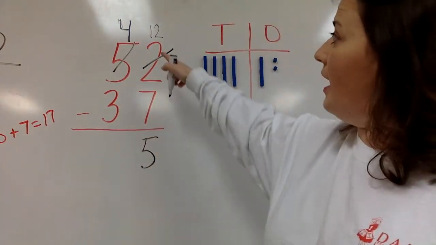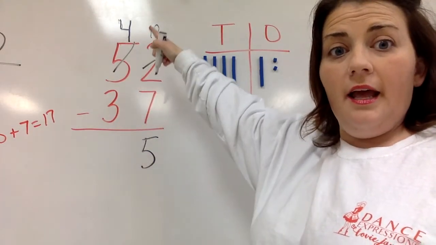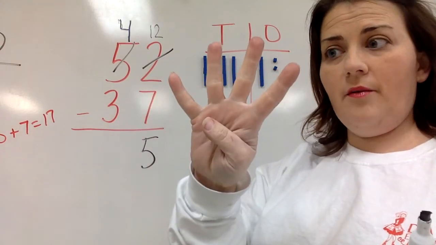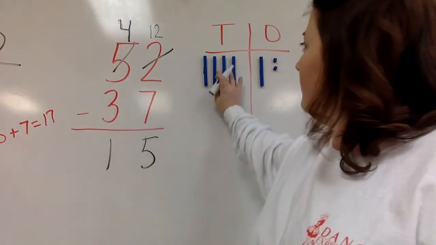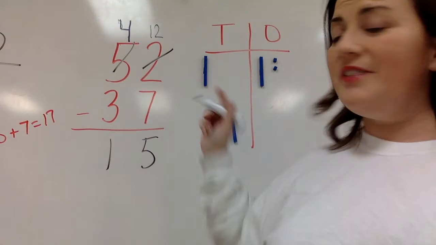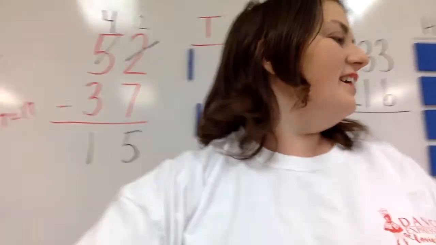And now we've got to subtract our 10s. It's not going to be 5 minus 3. It's going to be 4 minus 3. So 4 take away 3 is 1. We had 4 10s. We took 3 away. We'd have 1 left. So what is 52 minus 37? 15. Very good.